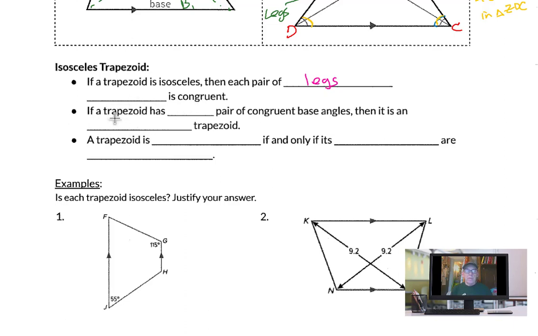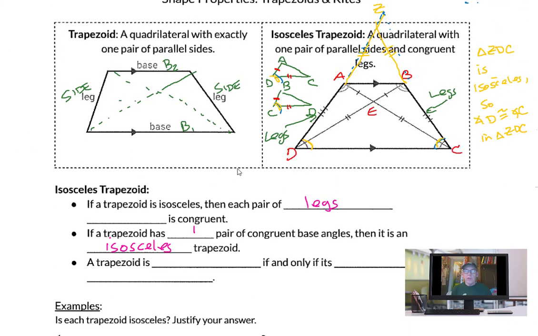Okay, if a trapezoid has one pair of congruent base angles, then it is an isosceles trapezoid. So let's look at the diagram for that for a second. So exactly one pair of congruent base angles. So here's a pair of congruent base angles, these two. So if you have a trapezoid that has a pair of congruent base angles, it must be an isosceles trapezoid. So it's sort of like the converse idea of the definition of isosceles trapezoid.